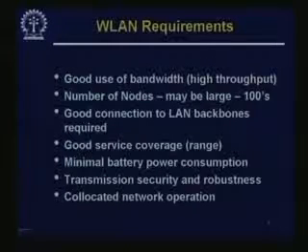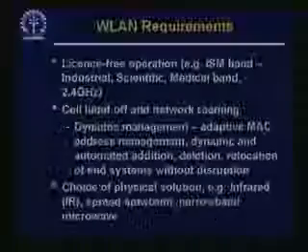Transmission security and robustness may be an issue in many cases, because in a wireless system the medium is of course open to everybody, including snoopers if any. But you would like your communication to remain somewhat private or protected, and in some cases that may even become crucial. So we want security and robustness, and some co-located network operation.